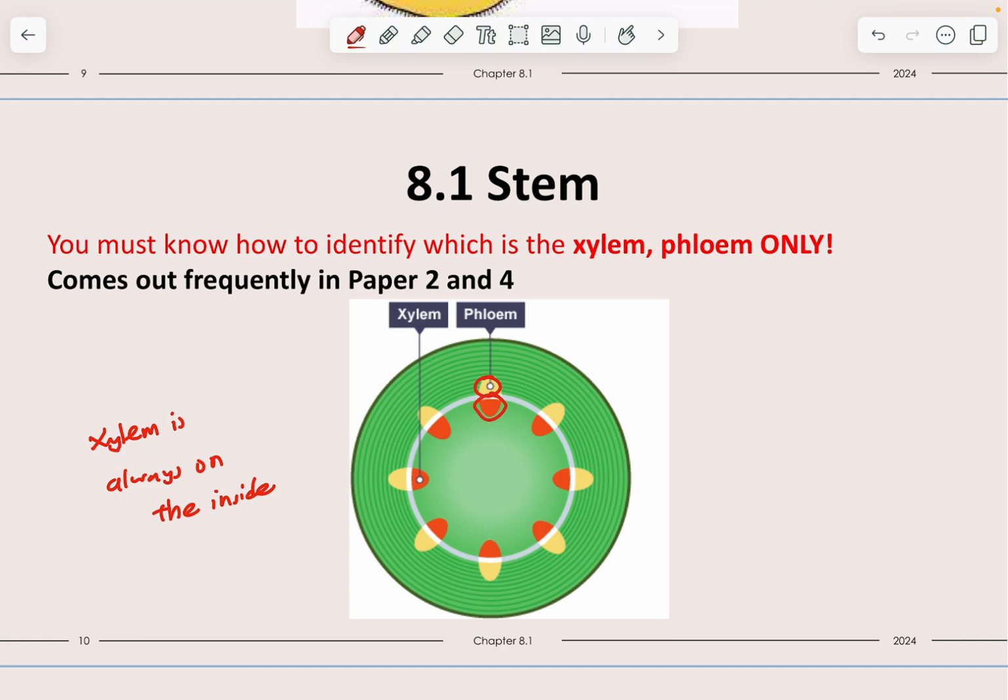Because you know that xylem plays an important role in support. So support always is very important where it's really inside towards the center of the plant, and it has to be having a tube that support the entire structure of the plant. So that's why xylem is located inside, because you know that the lignin is so strong that it can make sure that the entire plant is well supported.